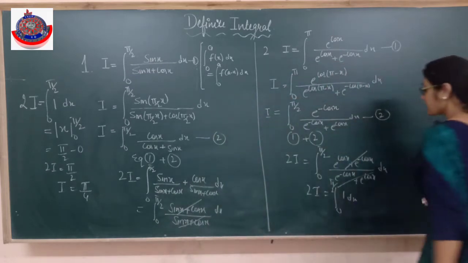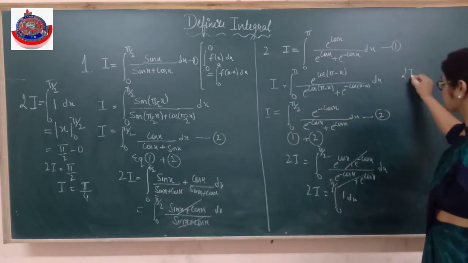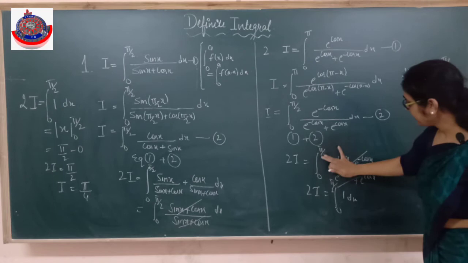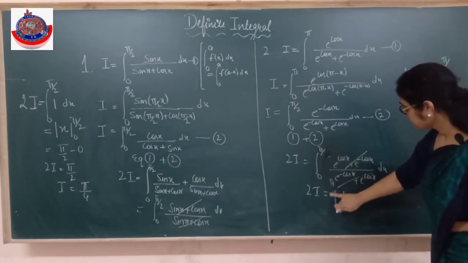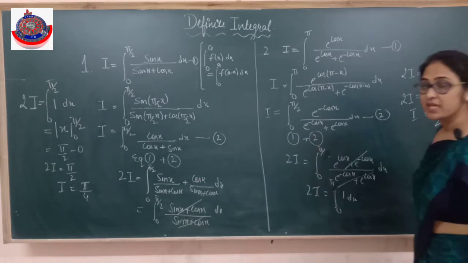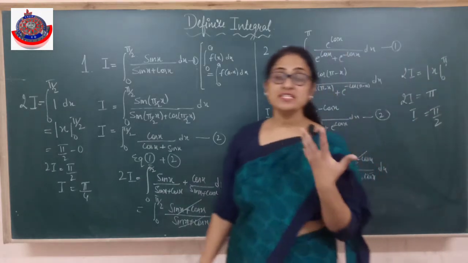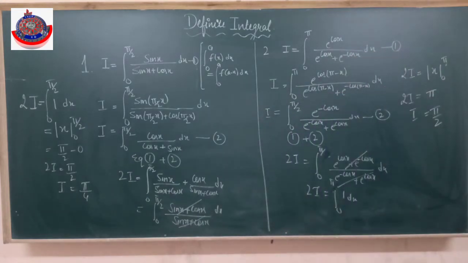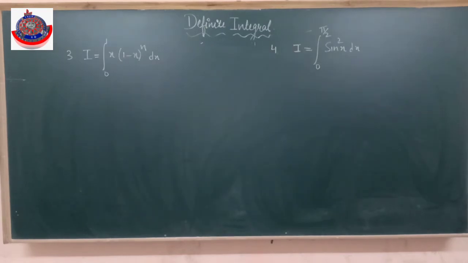Alright. So it is integration of 1, which is x. It was pi. Upper limit minus lower limit. Lower is 0 only. So I will be equal to pi. Alright. Look at the questions. How easy the questions have become. If I remember one property, the questions are so easy to calculate. Look at the next question.